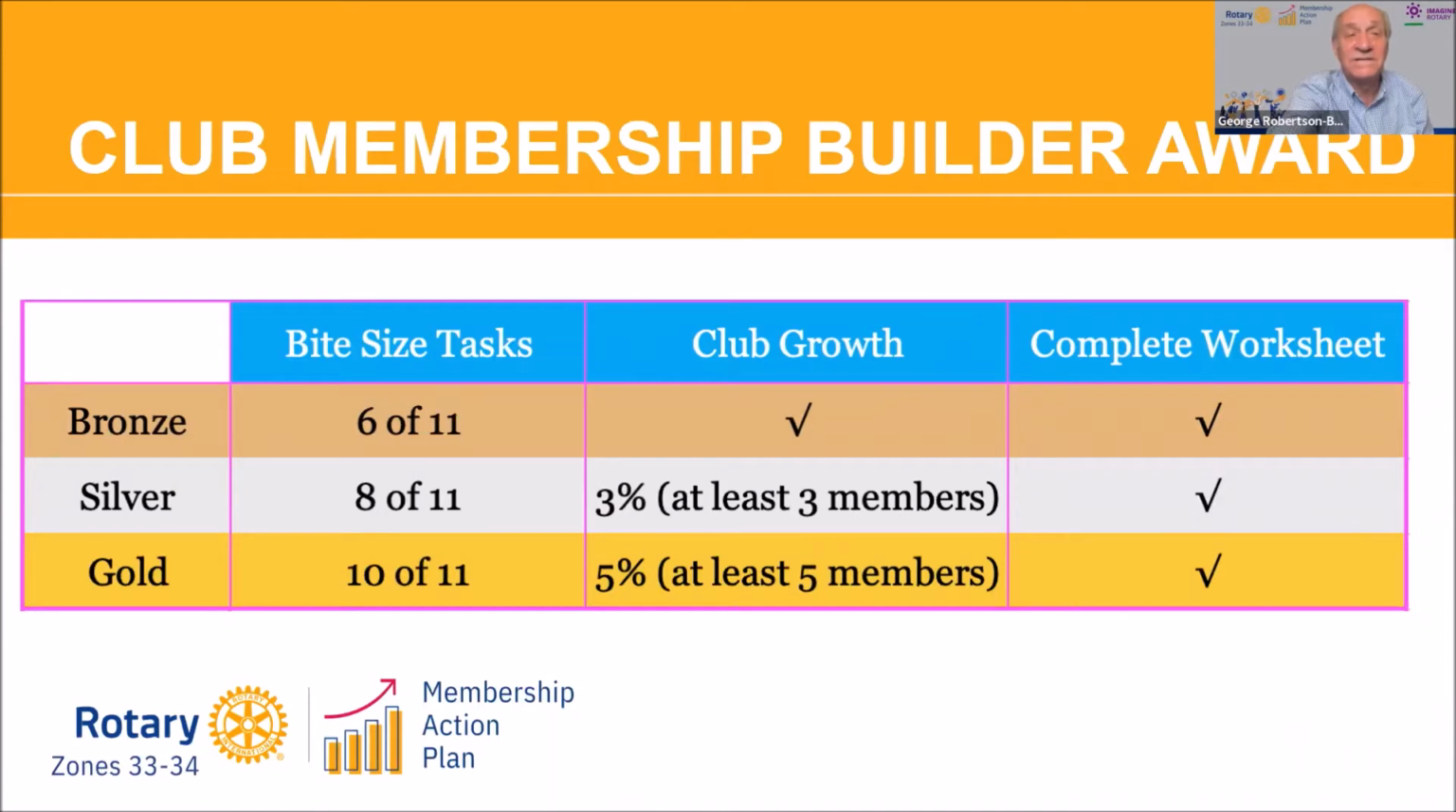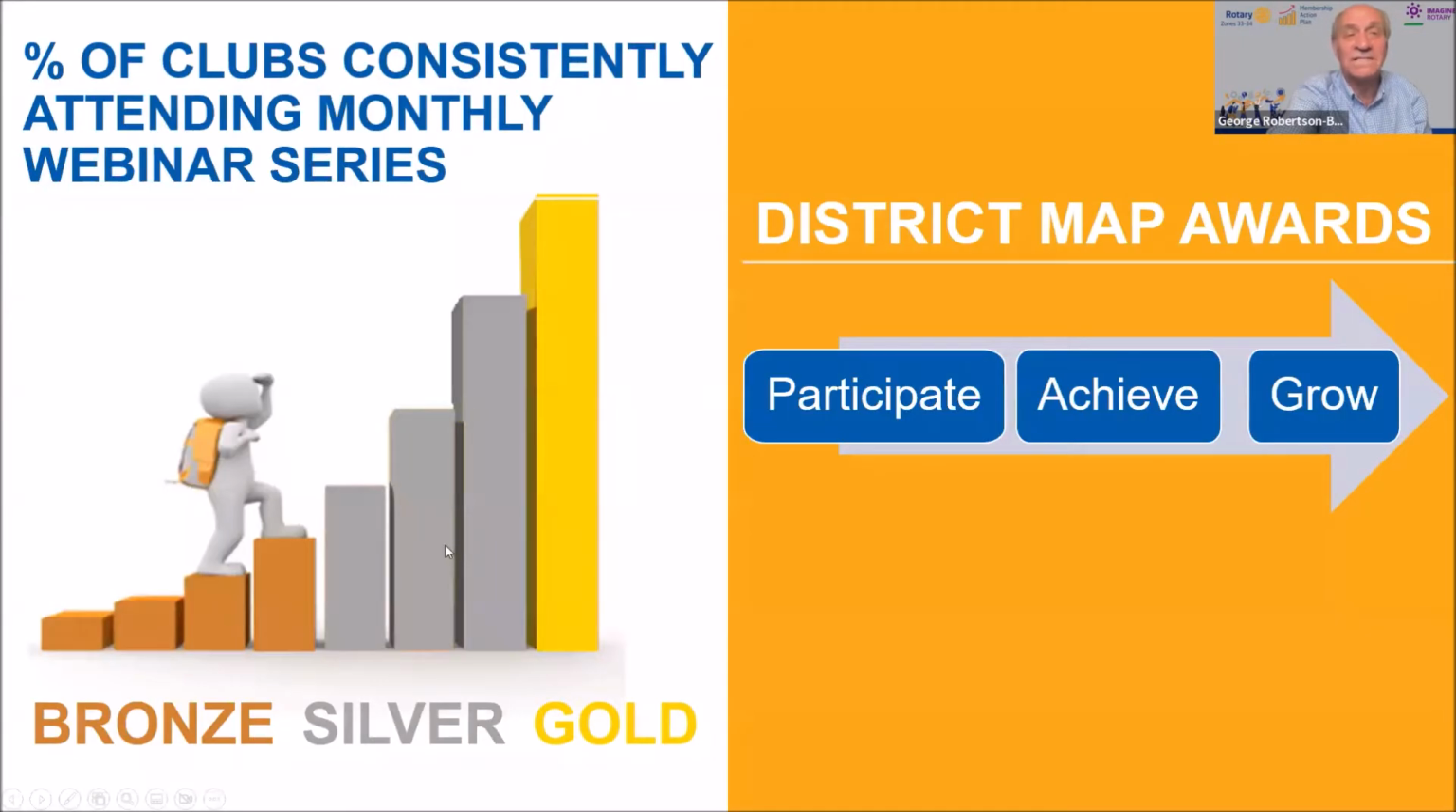And now I'd like to identify the criteria for district awards, and there are only 2 criteria. Firstly, there will be a league table regarding club attendance at these webinars. The higher percentage of clubs in a district attending the webinars, the further up the league table your district will be. The top third in the league table will be eligible for District Gold Award. The middle third will be eligible for silver, and the lower third will be eligible for bronze.